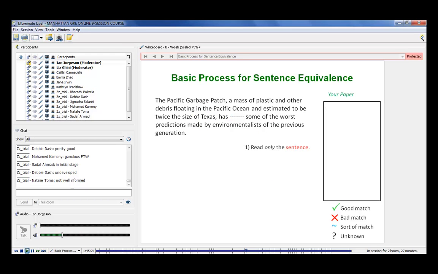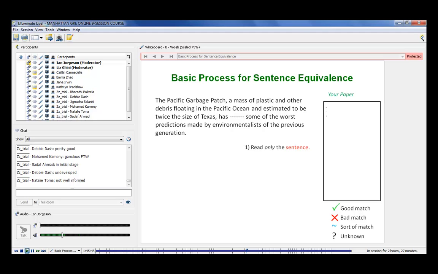All right, so let's talk about the basic approach for this. Really similar to what we're doing for text completions. First thing is to read only the sentence and to make sure we understand the sentence. So the Pacific garbage patch, a massive plastic and other debris floating in the Pacific Ocean and estimated to be twice the size of Texas, has blank some of the worst predictions made by environmentalists of the previous generation.